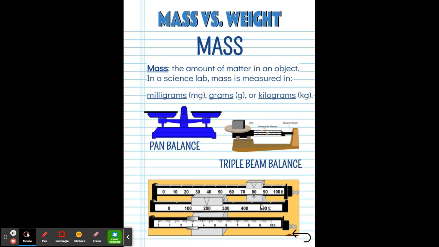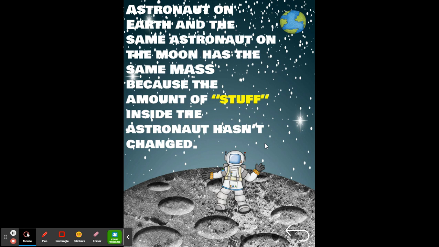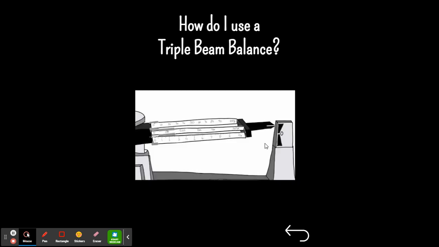Mass versus weight. Mass is the amount of matter in an object. In a science lab, mass is measured in milligrams, grams, or kilograms. Here's a pan balance and a triple beam balance. An astronaut on the Earth and the same astronaut on the Moon has the same mass because the amount of stuff inside the astronaut hasn't changed.